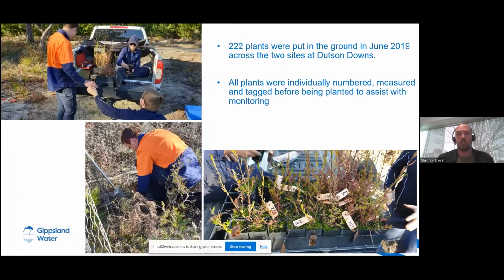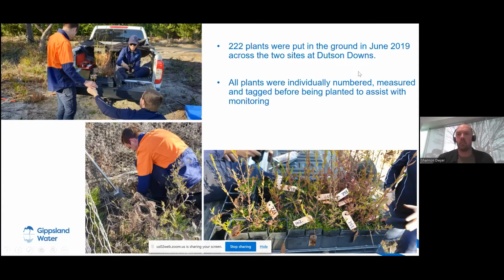So in June 2019, we undertook our planting. That was two years after seed was collected. It was propagated early in 2018 and grown on throughout 2018 for planting in June 2019. And as I said earlier, we did that across two sites on the property.